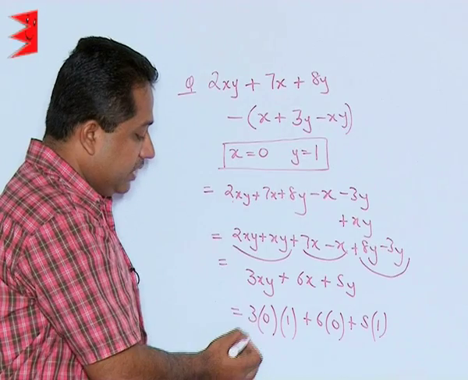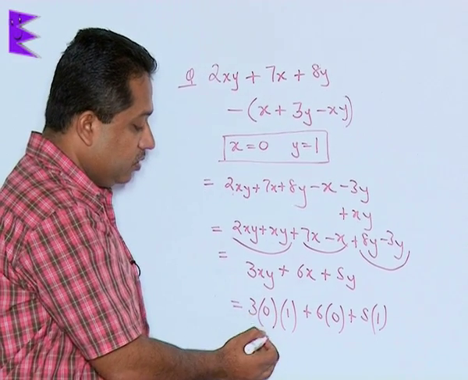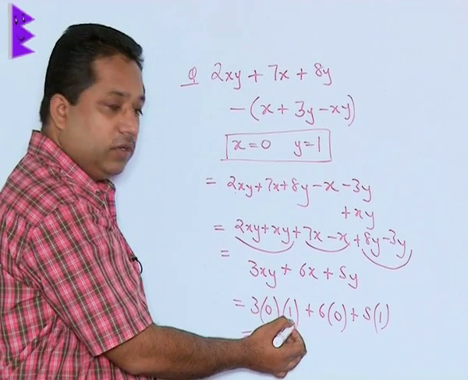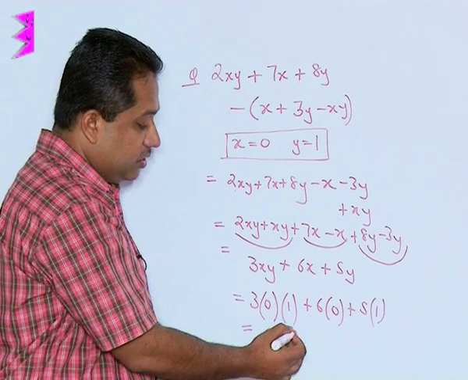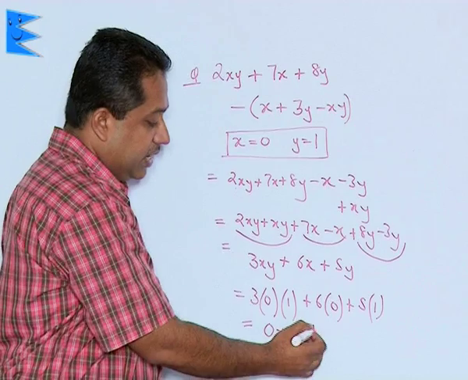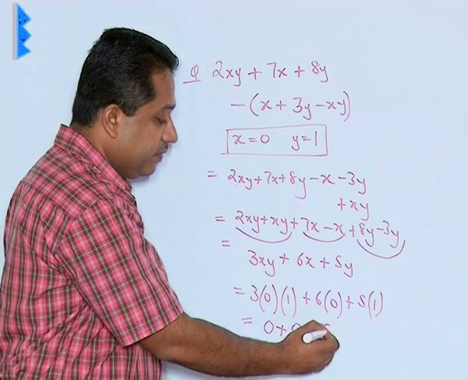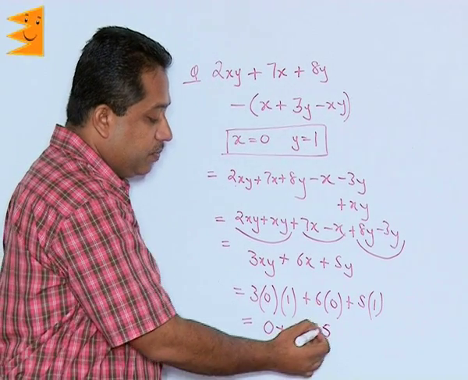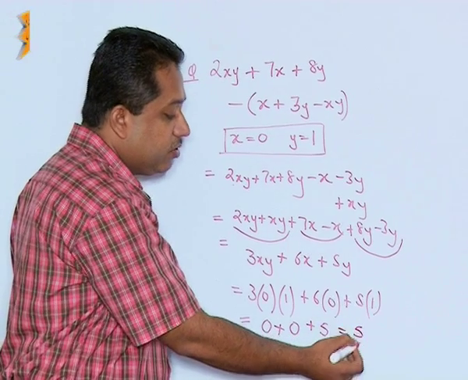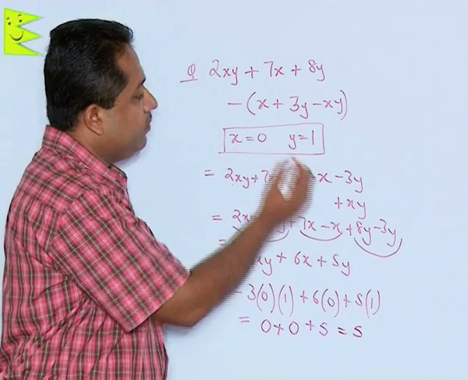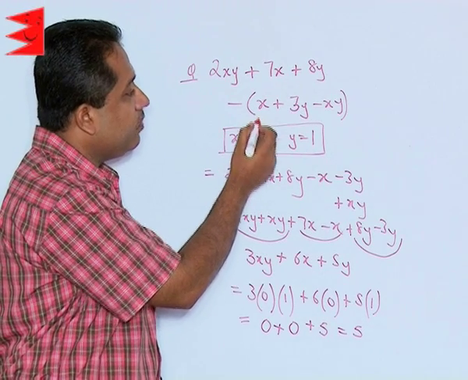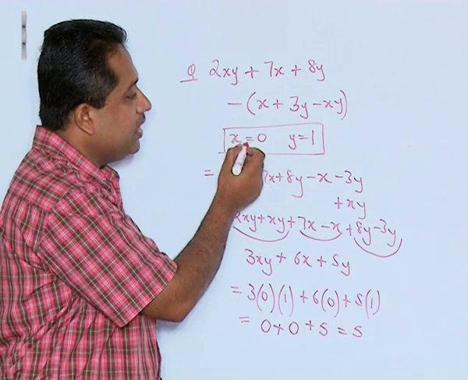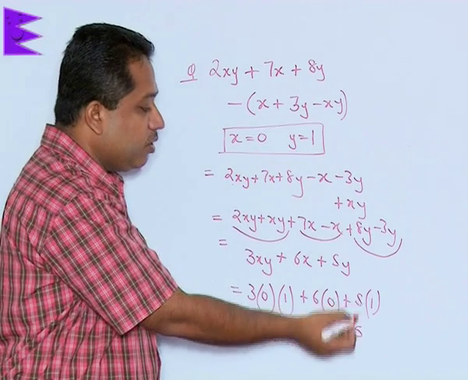Now when we multiply 3 into 0 into 1 we get 0, because 0 multiplied by anything is 0, plus here also 6 into 0 is going to give us 0, and here 5 into 1 will give us 5. Therefore we can say 0 plus 5, the final answer we are going to get is 5. So we have simplified this and solved this expression when the value of x is 0 and the value of y is 1.